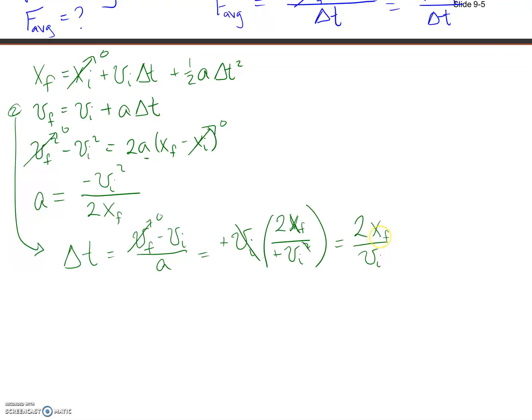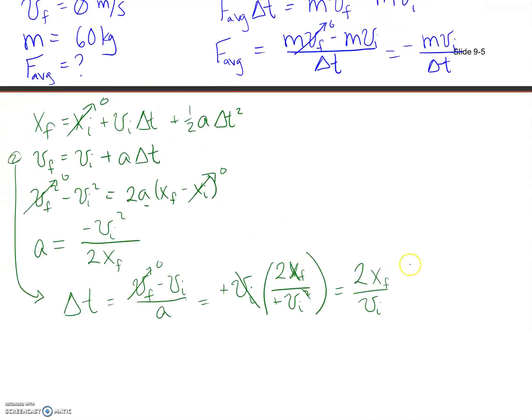So as expected, the longer the final position is from the initial position, the longer the time interval, the longer it takes me to slow down. Okay, that looks fine. Let me double check my notes. Yep, that looks pretty good. 2 x final over v initial. Now I have my delta t.